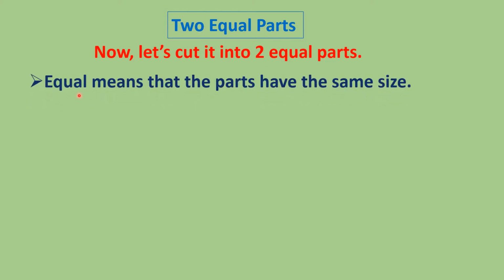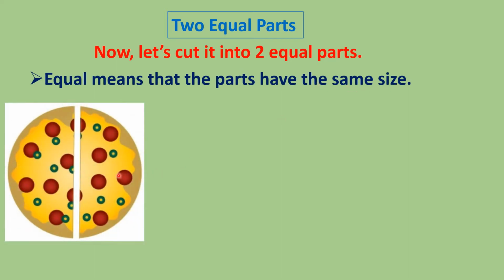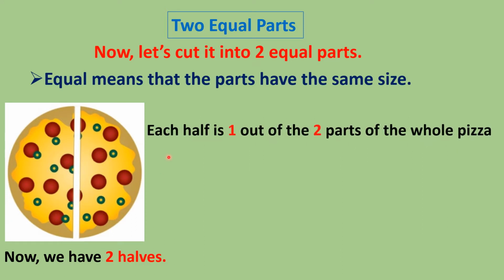Two equal parts. Now let's cut the pizza into two equal parts. Equal means that the parts have the same size. So we have cut the pizza into two equal parts. So how many parts are there now? Two parts, okay? And we have two halves. Halves is the plural of half. Each half is one out of the two parts of the whole pizza.